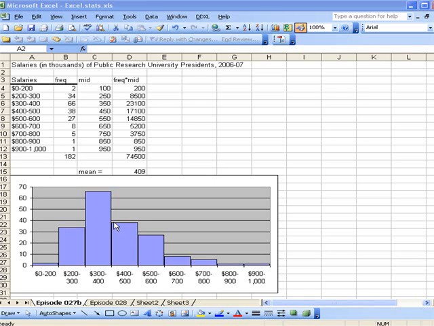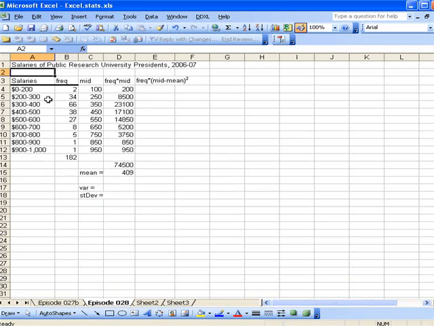Now, what we want to do in this episode is measure how spread out this data is. In other words, we'd like to find a way to measure the variability of the data. All right, so we'll do this on a clean sheet here. Okay, here are the calculations we have.